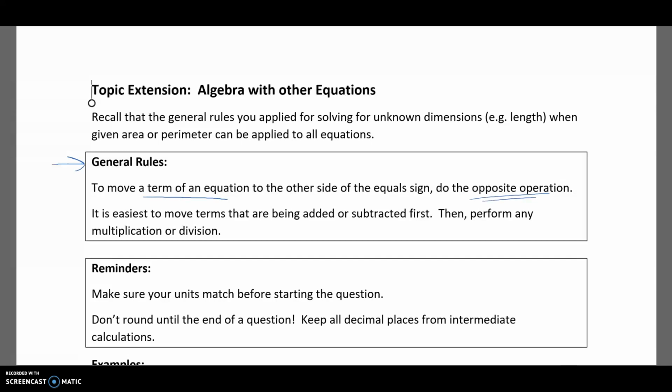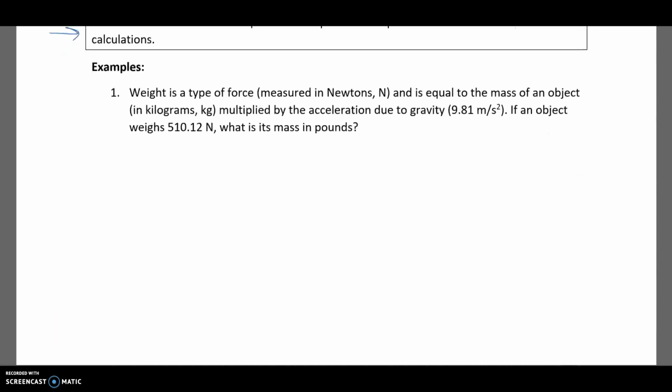When you have more than one step to do, it's easiest to move terms that are being added or subtracted first, and then perform any multiplication or division to isolate the variable. When we're working through these, remember that we need to make sure our units match before we start a question, and if you have intermediate calculations to do, make sure you're not rounding until your final answer. Let's work through a couple of examples.